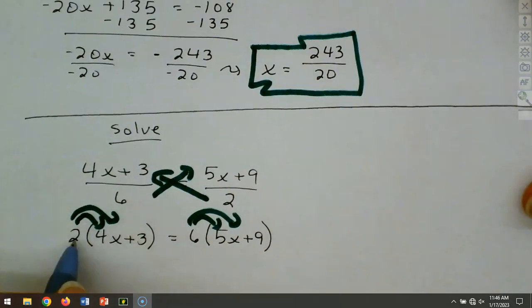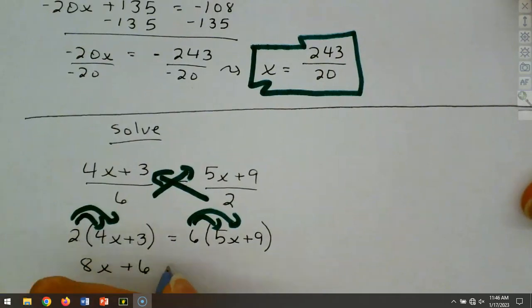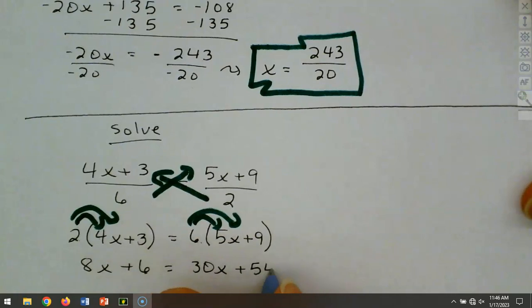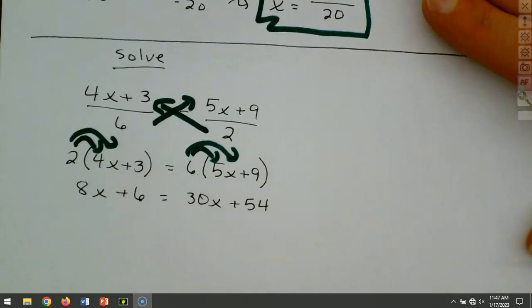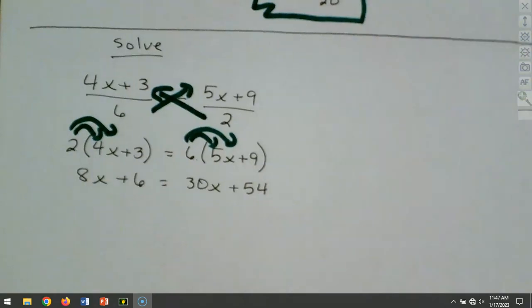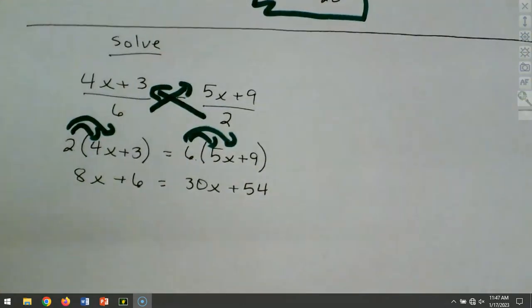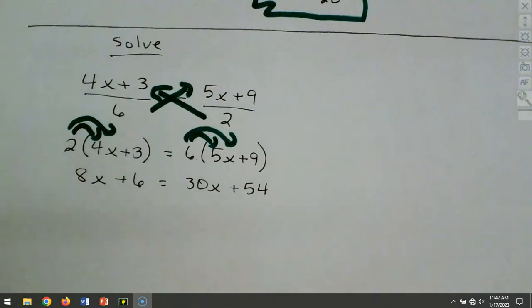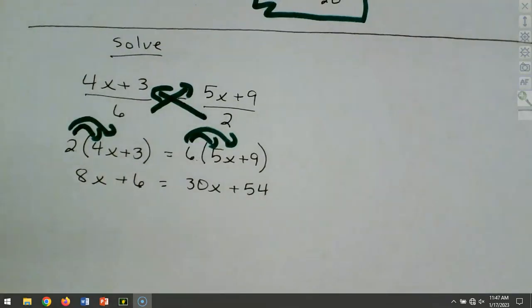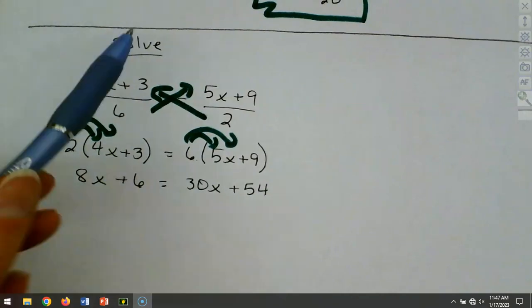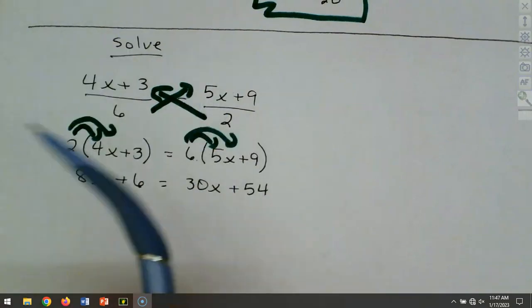And when I distribute through, 2 times 4, that makes it an 8x. 2 times 3, that makes it a 6. 6 times 5, that's a 30x there. And 6 times 9, that makes it a 54. Okay. And I'll slow down a little bit so we can get caught up. But again, this is called cross multiplication. Now, when does it work? It works when you have a fraction equaling another fraction, right? So it works here, but it wouldn't work on the other one because you have all those different fractions. It has to be a complete fraction equaling another complete fraction.